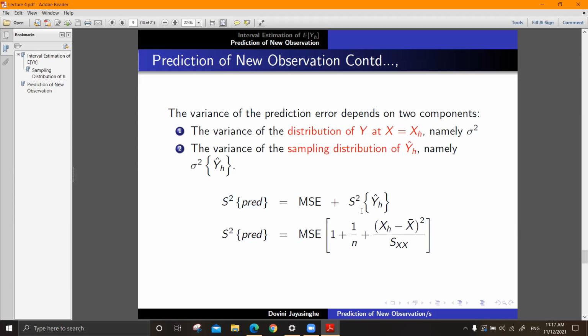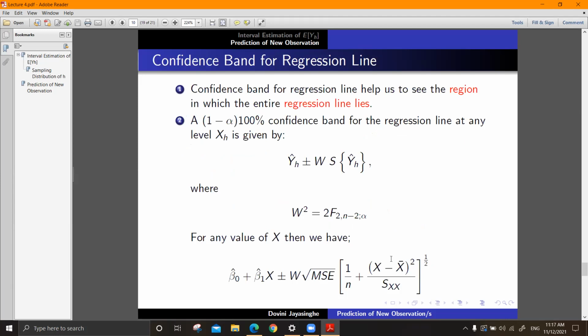So when this particular thing is plugged in here, they have plugged in the value, the formula for this one, and they have bracketed that, taking the common MSE term out, because this one also has MSE. What is this one? MSE times this quantity. So they have taken the MSE term out, 1 plus this quantity. So basically this is the formula to compute this.